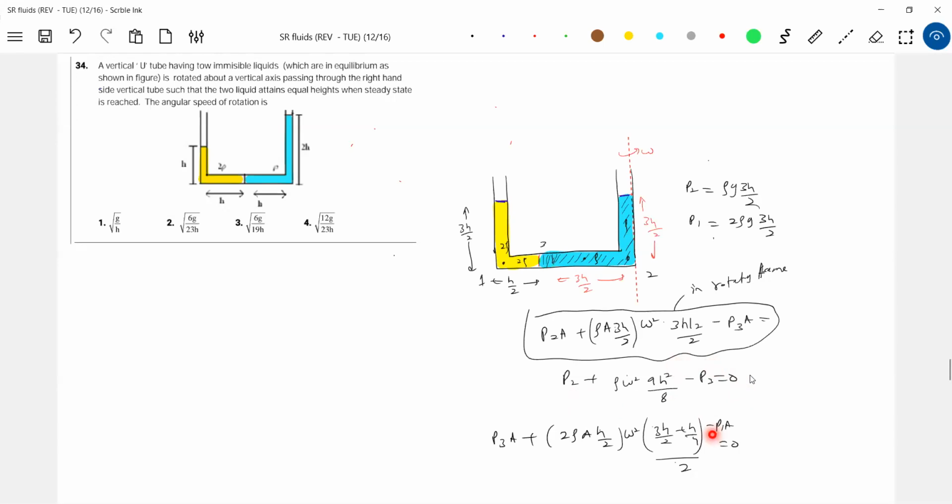Okay, look at this. One more equation is what? Now, how to find this P3? So shall we write for this? What is the equation now? P3A plus, what is the density of this liquid? 2 rho. I'm writing A. What is the mass of this liquid? 2 rho A H by 2 omega square. What is this quantity?